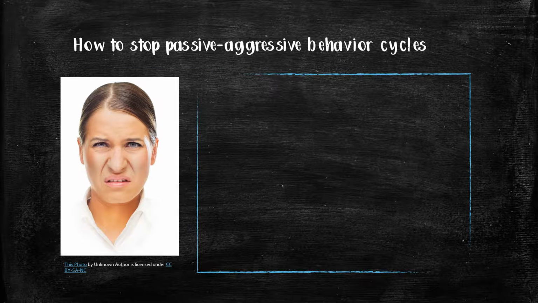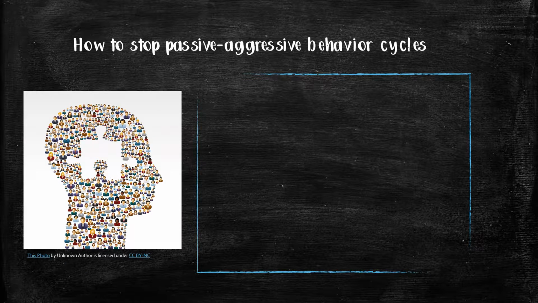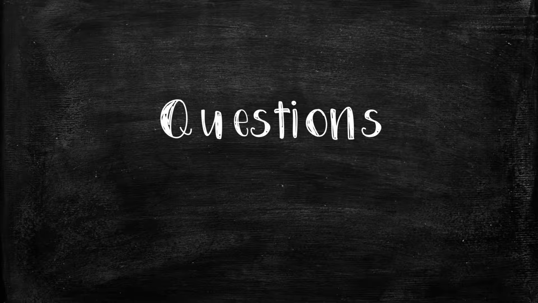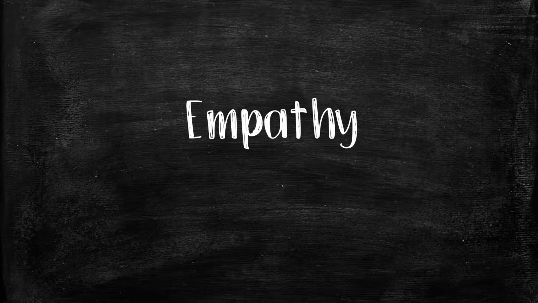So how do we stop passive-aggressive behavior cycles? If you want to stop them, the first thing you need to do is be able to recognize them. Next, get to the root of communication problems and understand behavior patterns. These steps: ask questions to clarify what was said. Paraphrase back what you think you heard. Use empathy to understand the other person's viewpoint. These are essential skills that will pave your way toward finding common ground, building stronger relationships, and coping with passive-aggressive behaviors.